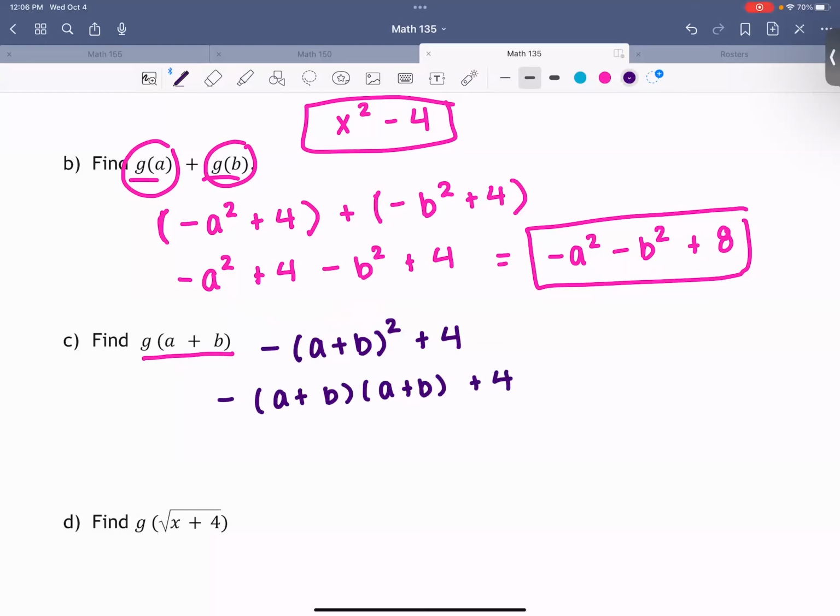Next, I guess I can FOIL, right? Or distribute, as some teachers like to say. I can take a and multiply it to everything, every combination of a and b, okay?